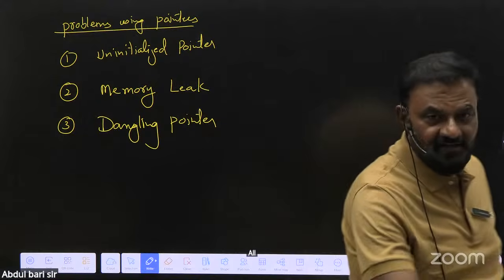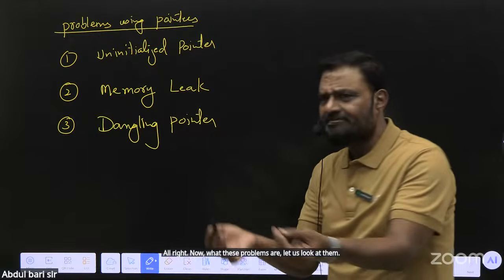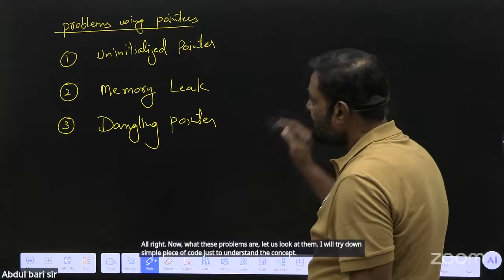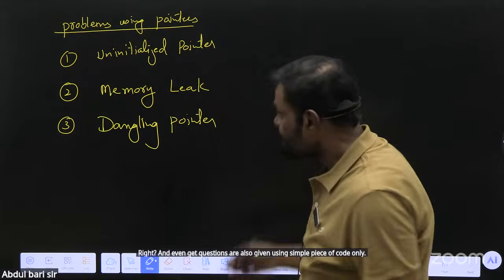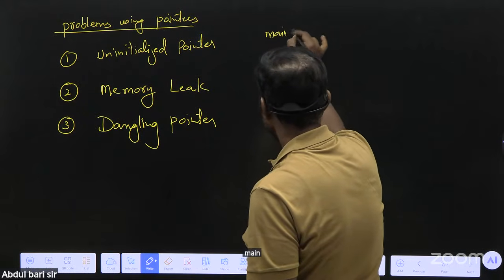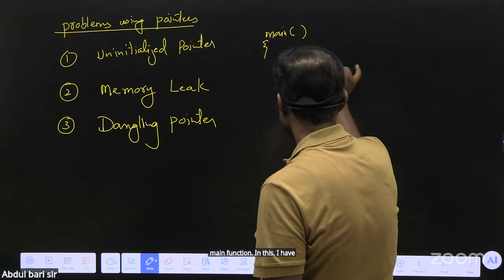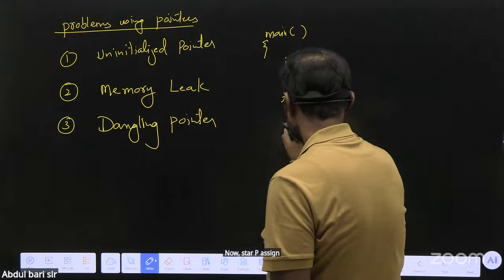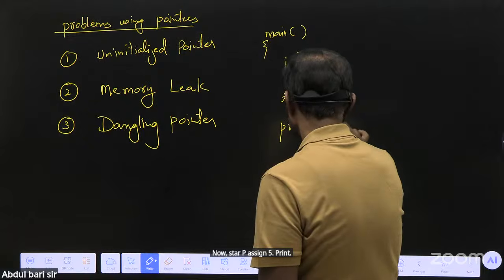All right. Now, what these problems are, let us look at them. I will write down a simple piece of code just to understand the concept, right? And even GATE questions are given using simple pieces of code only, not lengthy code. Main function. In this, I have a pointer. Now, star p assign 5. Print star p.